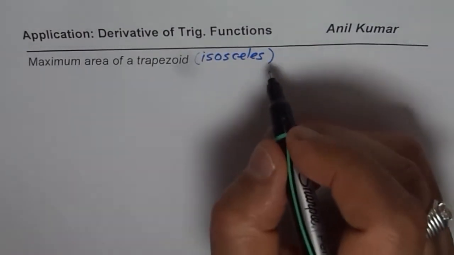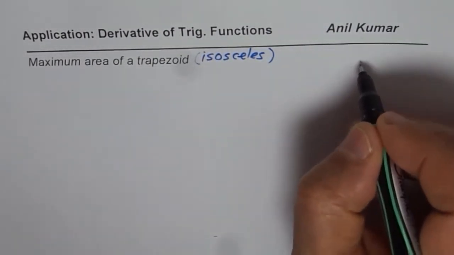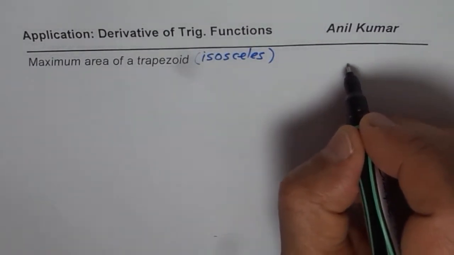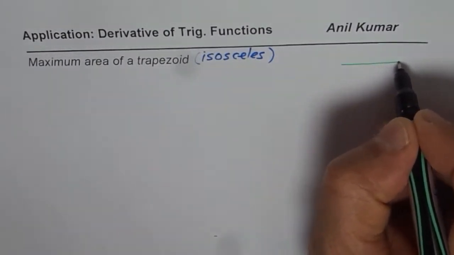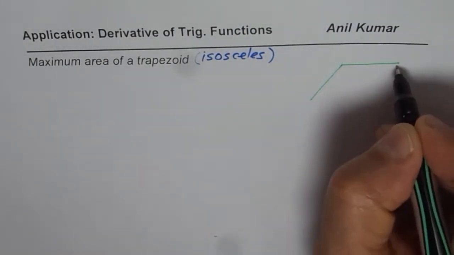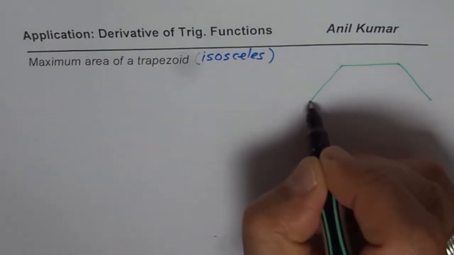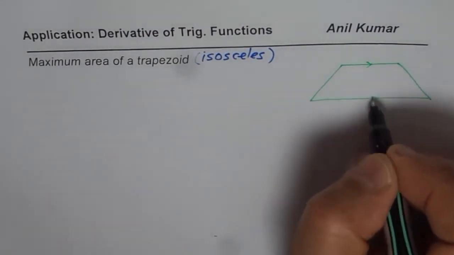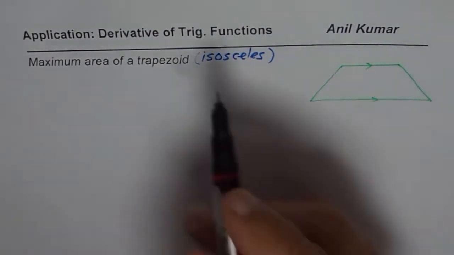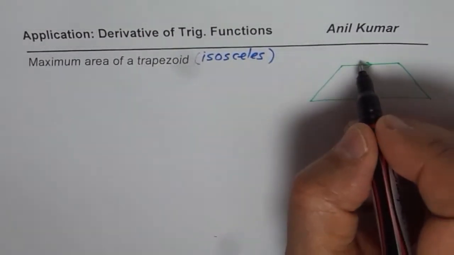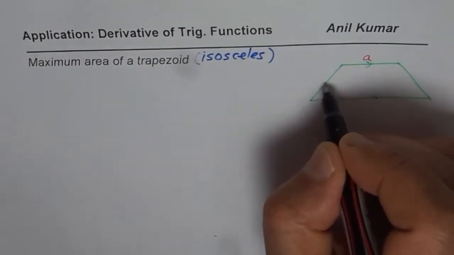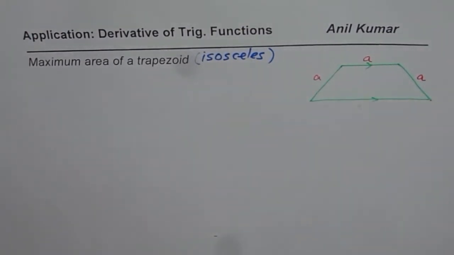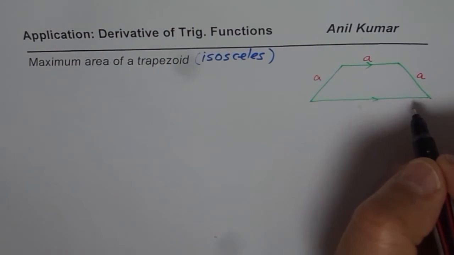It really means that in an isosceles trapezoid, the three sides are of equal length, right? So let me sketch one to explain what it really means. The shape is kind of like this. We have these three sides, and the base is parallel to the opposite side. So these two sides are parallel. And when we say it's an isosceles trapezoid, we are considering these sides of equal length, right? So that is how our isosceles trapezoid will look.